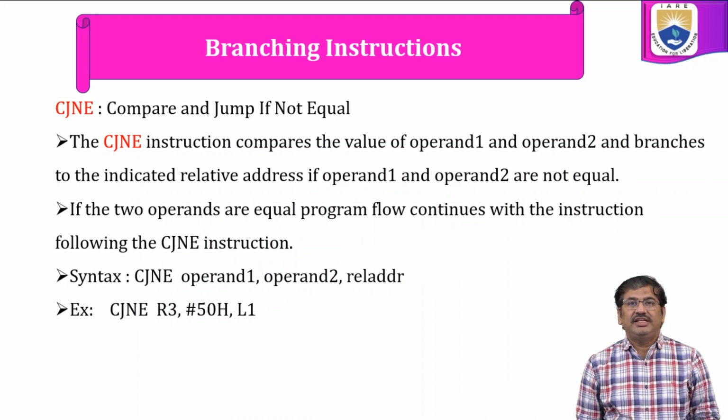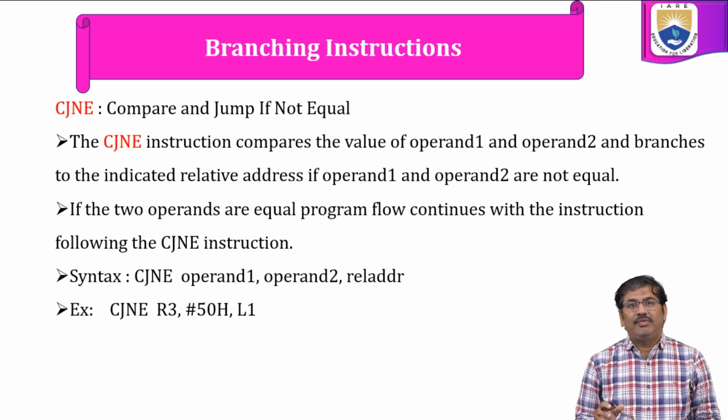The next instruction is CJNE, compare and jump if not equal. The CJNE instruction compares the value of operand 1 and operand 2 and branches to the indicated relative address if operand 1 and operand 2 are not equal. If the two operands are equal, program flow continues with the subsequent instruction, that is the one following CJNE. The syntax of the instruction is CJNE operand 1, operand 2, then relative address. Example, CJNE R3, #50H, L1.